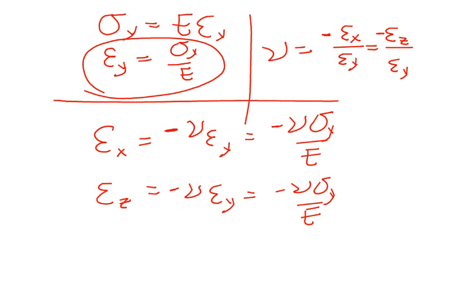Okay, and finally, if you look at the stresses and strains in the z direction, sigma z is equal to E epsilon z.